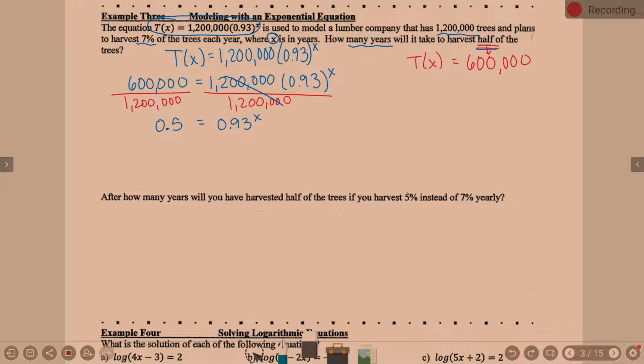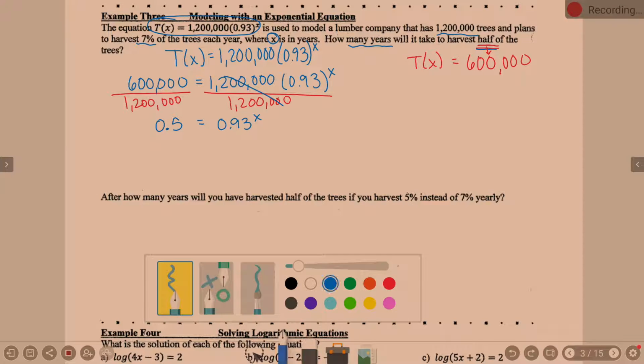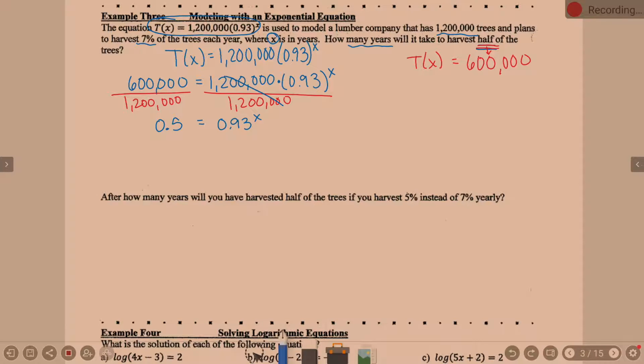So how do I get 0.93 to the X by itself is what I had asked you. And if we have 1,200,000 times 0.93 to the X, we had to divide it. So we're dividing both sides by 1,200,000. What is 600,000 divided by 1,200,000? And that's a half, right? Half, 0.5. Over here, the 1,200,000s cancel, and we have 0.93 to the X.